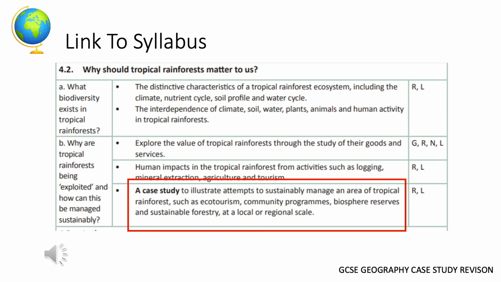So how does this link to the specification? As you can see, you need to know a case study to illustrate attempts to sustainably manage an area of tropical rainforest, such as ecotourism, community programs, biosphere reserves, and sustainable forestry at a local or regional scale. Our case study focuses on ecotourism as a way of sustainably managing the tropical rainforest.